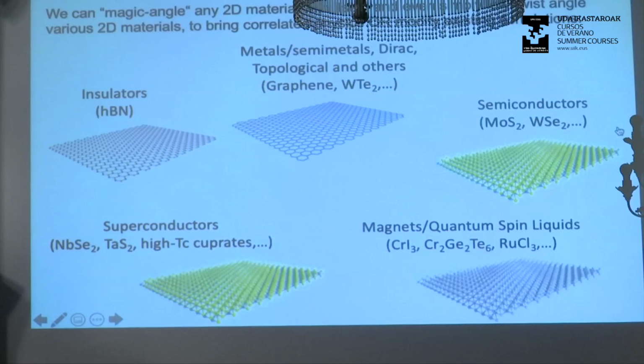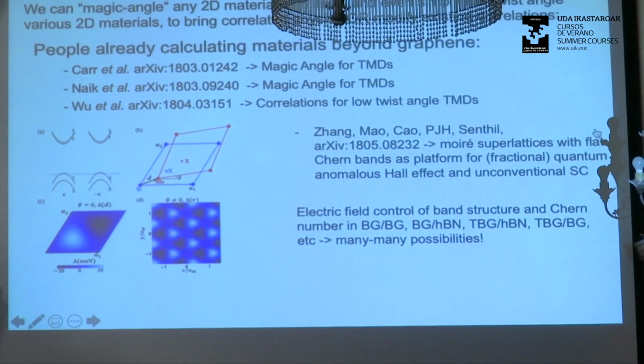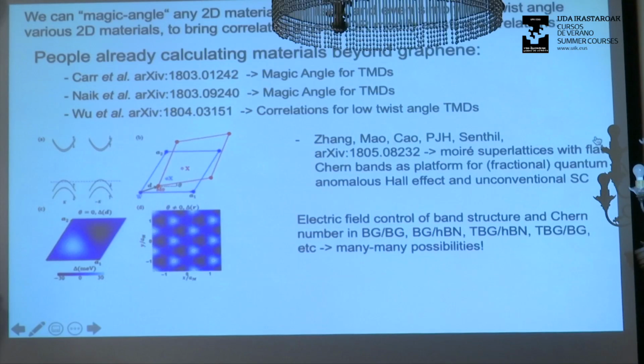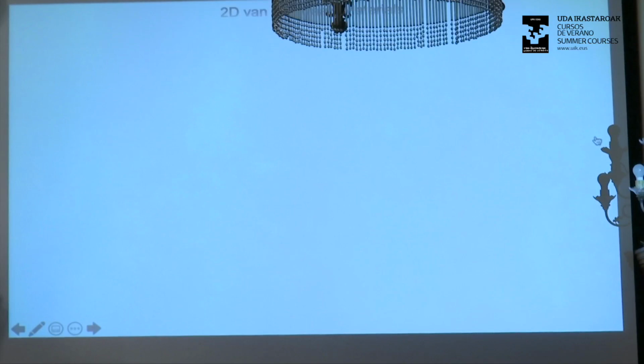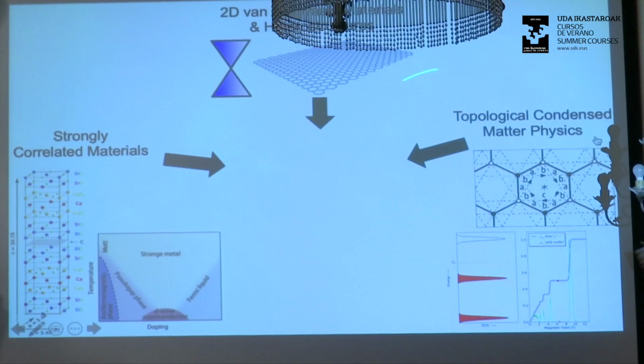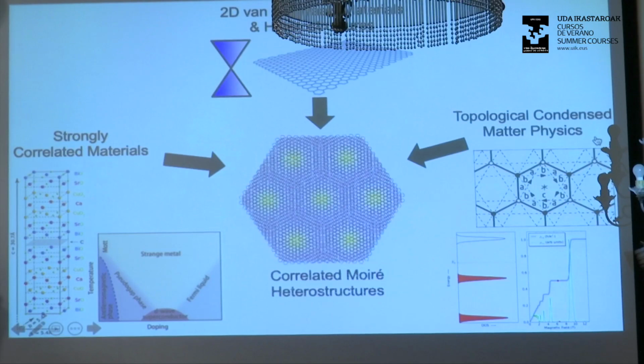And in the subject of the workshop of the school, I will mention that there is a very nice marriage. I focus today for this lecture on the correlated aspects, but these correlated moiré structures are emerging not only in 2D materials and strongly correlated materials, but also in topological condensed matter physics. It turns out there is very interesting topological physics in the system, and they all come together here, and I think that's part of the reason why so many theories and so many people are working on this. Thank you for your attention, and tomorrow we continue.